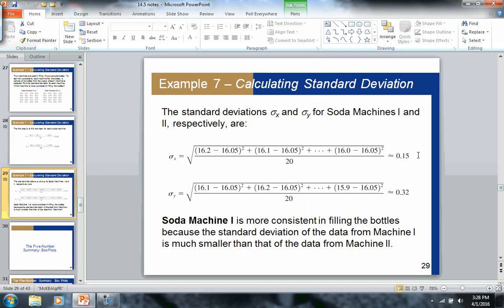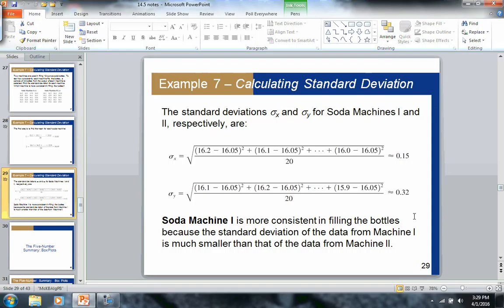So for the first machine, we have a variance of 0.15. That means that the average, and I'm going to use that term loosely, the average spread between the numbers is 0.15. Now for the second machine, the spread between the points in the data set is 0.32. So that's a lot more spread out. That means there's a bigger spread. There's more variety or variance in soda machine 2. So actually, soda machine 1 is more consistent when it's filling the bottles.